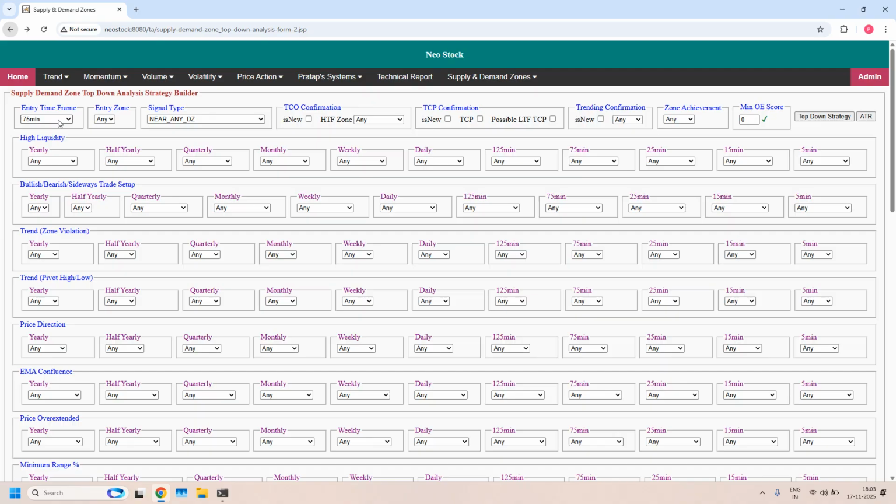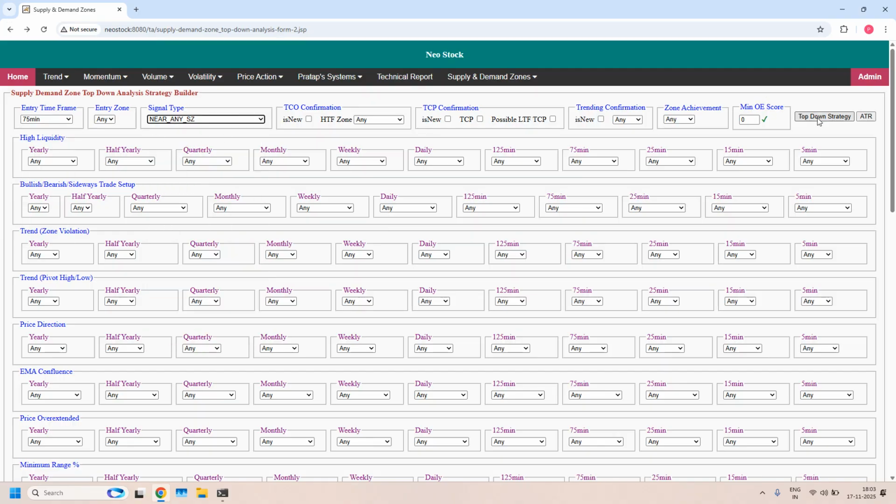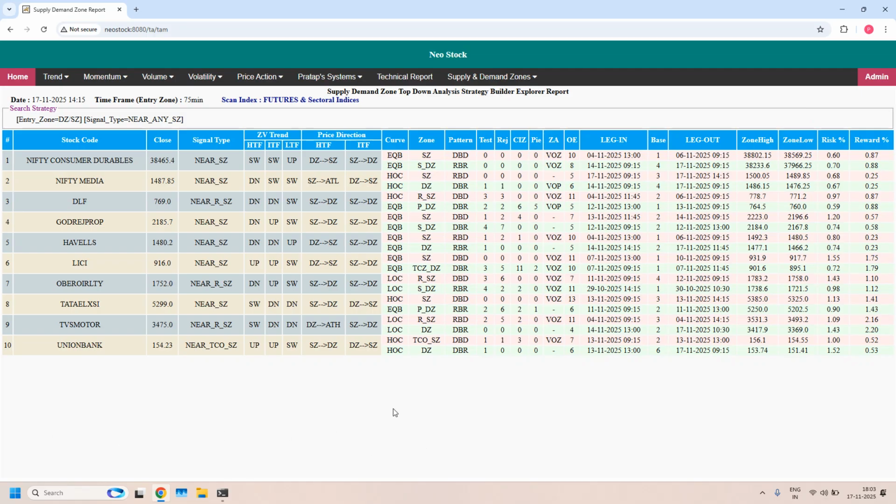Next, for 75 minutes time frame, stocks near to the 75 minutes supply zone, we got 10 stocks. Let's identify 75 minutes high priority, high liquidity supply zones from this list. DLF is having a 75 minutes high liquidity zone. Oberoi Realty is having a 75 minutes high liquidity supply zone. This is also having a 75 minutes high liquidity zone.